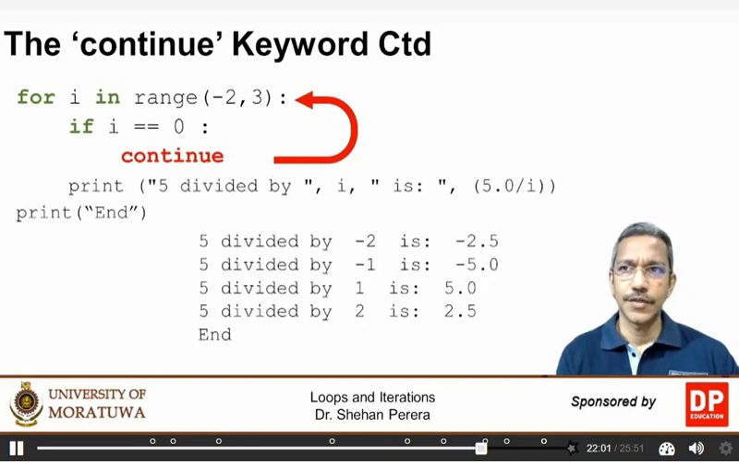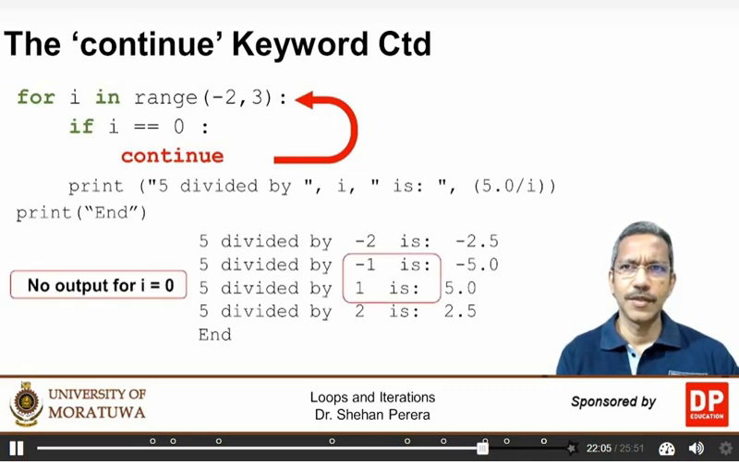When we look at the output, we see that there is no print statement when the number is equal to 0, because the code executes the continue statement and the execution goes back to the control statement.